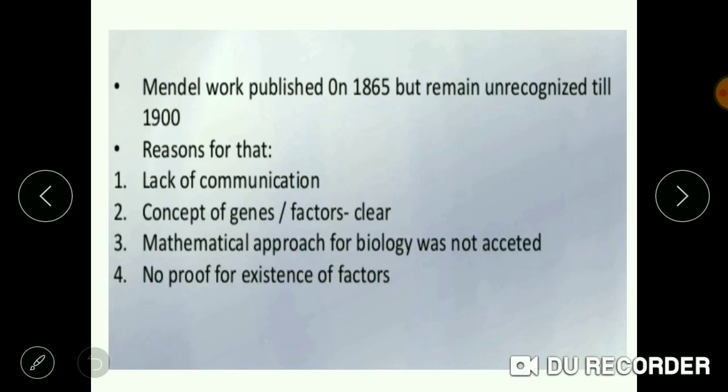Mendel's work was published in 1865, but it remained unrecognized till 1900. The reasons for that were a lack of communication, the concept of genes or factors was not clear, the mathematical approach for biology was not accepted, and there was no proof for the existence of factors.